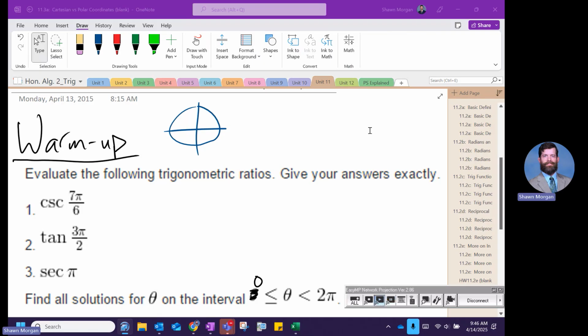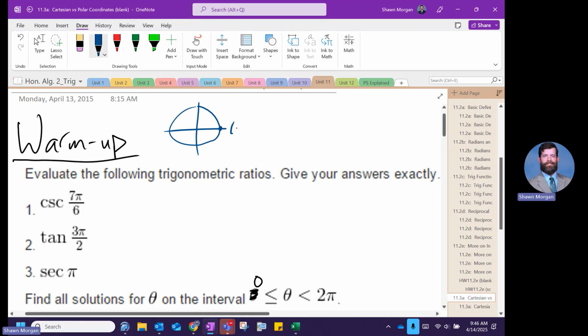So I know that for the unit circle, I've got these points right here: (1, 0), (0, 1), (-1, 0), and (0, -1). And then for an arbitrary point on the unit circle, the adjacent side is x, the opposite side is y, and the hypotenuse is 1. That's for my arbitrary point (x, y).